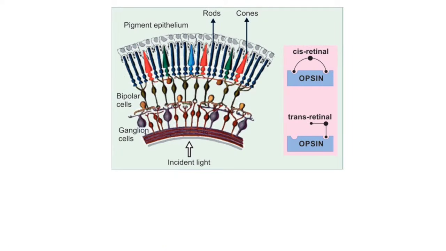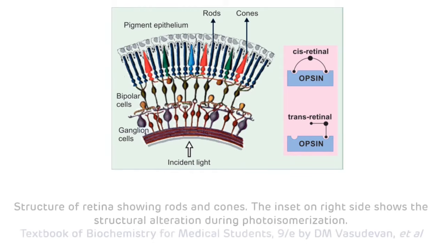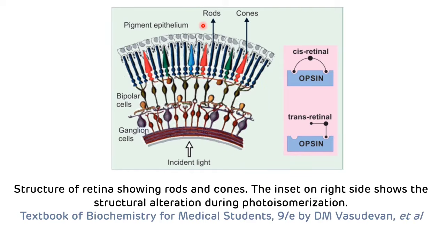Now this is the picture showing the rods and cones which are present in the retina. Rods are important for vision in dim light and cones are important for color vision. And this is the picture indicating the structural alteration during photoisomerization. As we have seen, rhodopsin contains opsin and 11-cis retinal, and when light falls on the retina, 11-cis retinal is isomerized to trans retinal.